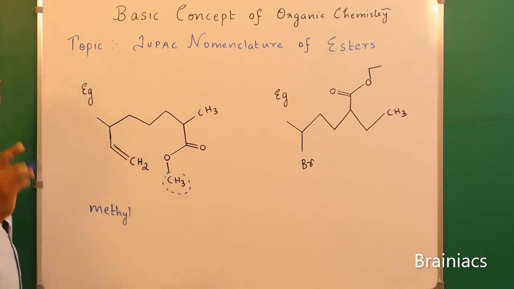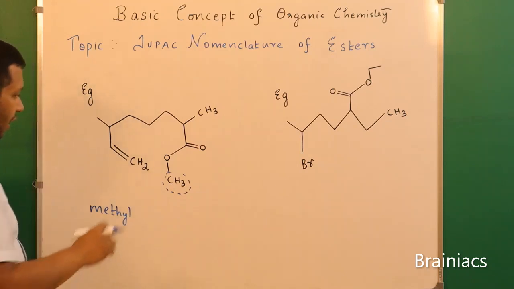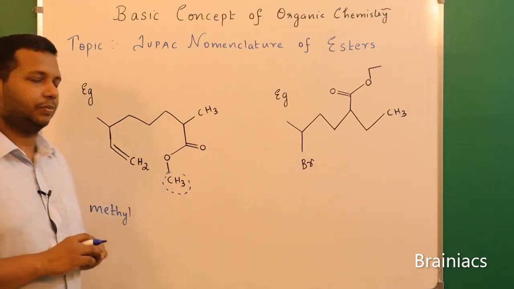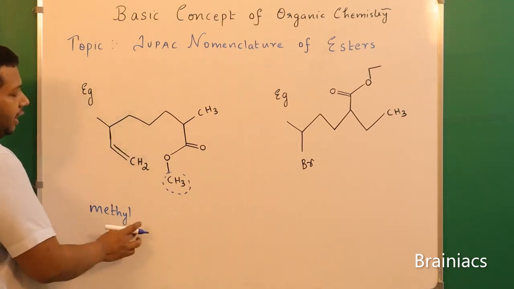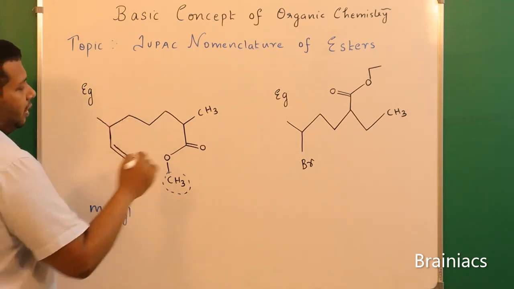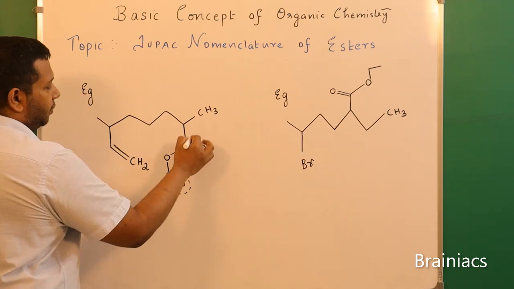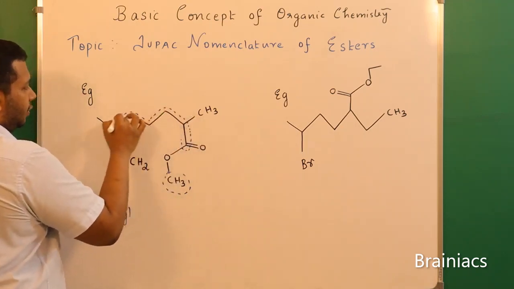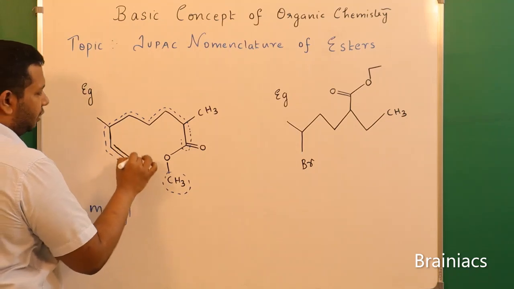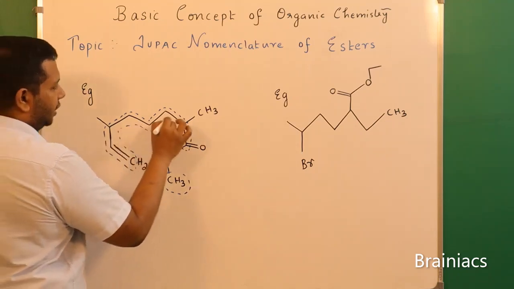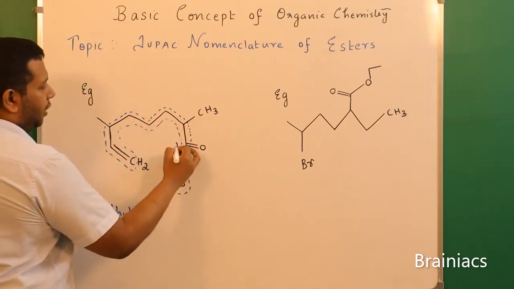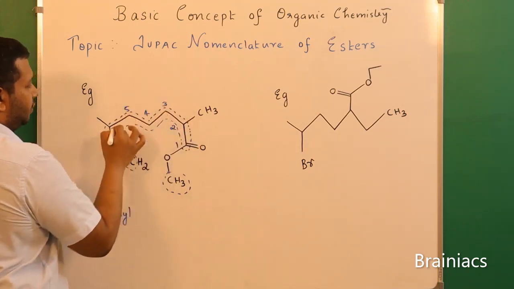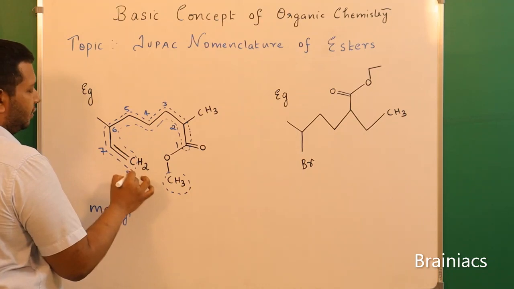In the last video I forgot to tell one thing. After this methyl you don't need to put a hyphen, that is not required actually. So methyl, then what? We will look for the parent chain. Starting from here, it will go like this, and like this, because there is a double bond here, so I should include that. So this is my parent chain. So 1, 2, 3, 4, 5, 6, 7, and 8.